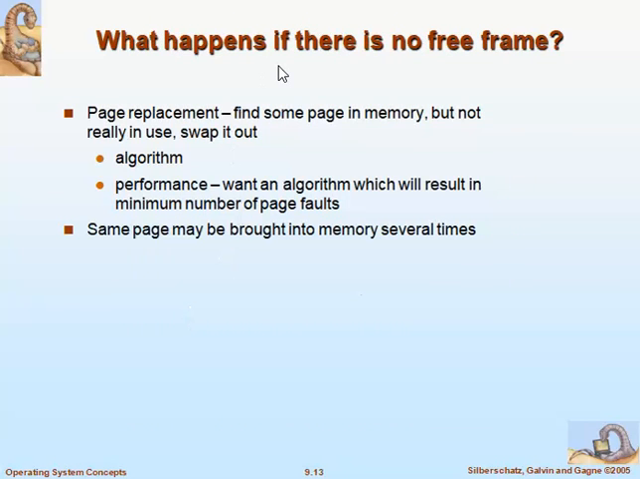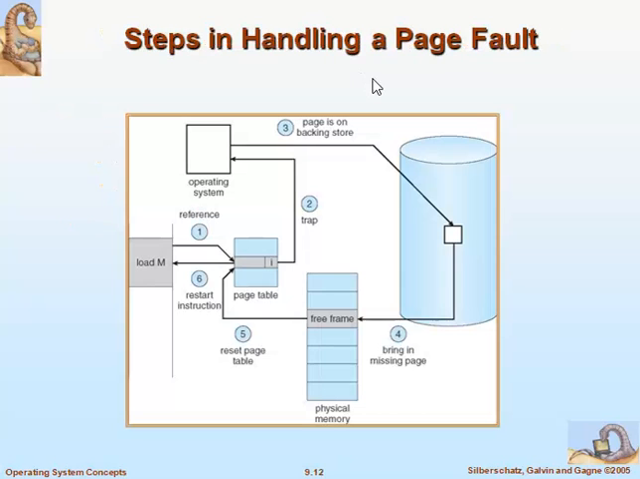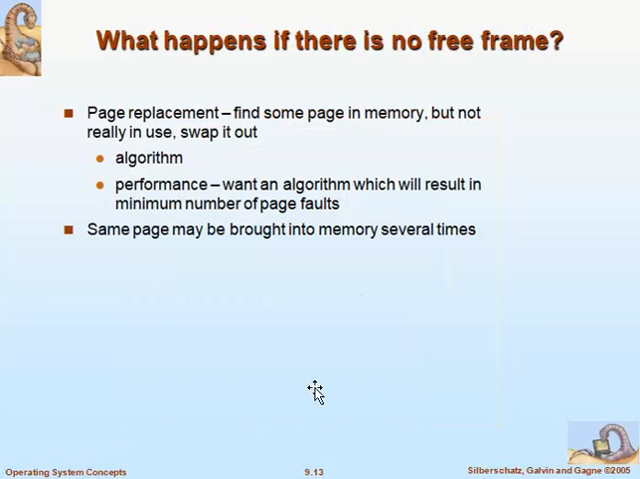What happens if there is no free frame? In the previous step, you saw that the operating system will check the backing store or the secondary memory, get that particular page, and load it into some free frame. So what if we don't have any free frame, meaning the frames are not available? In that case, we use the page replacement policy.